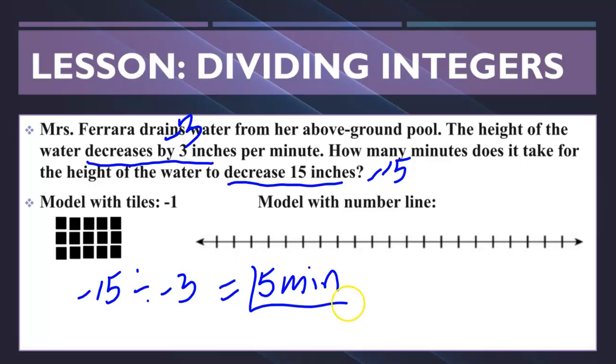Now, if you end up with a negative answer, that would not make sense in the problem because you can't have a negative time in minutes. So both numbers would have to be negative.